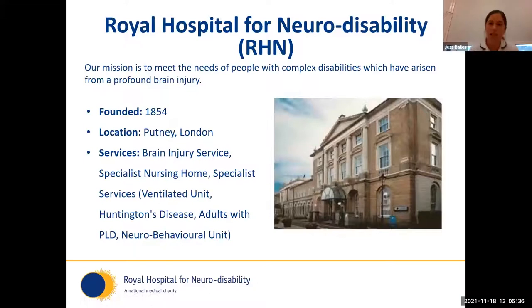So just a bit of background and context to our setting. The Royal Hospital is a hospital that provides care for patients with complex disabilities, which have arisen from profound brain injury. Our service here is divided up into three main streams. The first stream is our brain injury service, and this has two level one rehabilitation wards, which are more short stay admissions from about 3 to 6 months. Our second stream is our specialist nursing home, and here we provide long-term care to patients with complex neurodisability. The third stream of service that we provide is our specialist services, and that includes our ventilated unit, Huntington's disease ward, a ward for adults with learning disabilities, as well as a neurobehavioral unit.